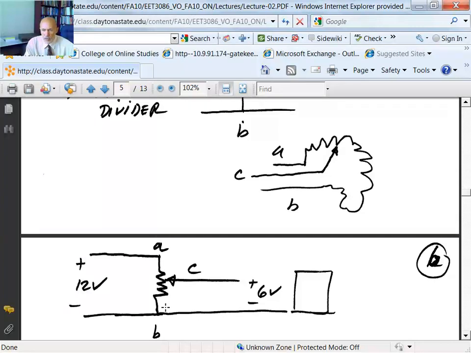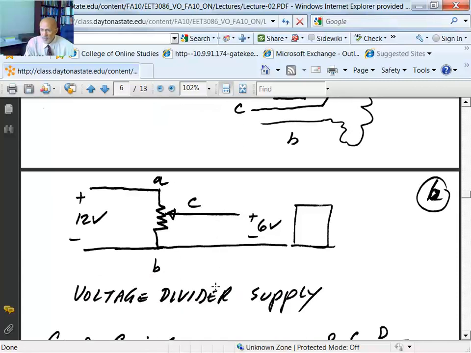It's just like if you have a power supply: when you're adjusting the knob, what you're really doing is picking up the voltage divider rule. We're going to look at this later on when we talk about the voltage divider rule, but you can use it as a voltage divider supply.